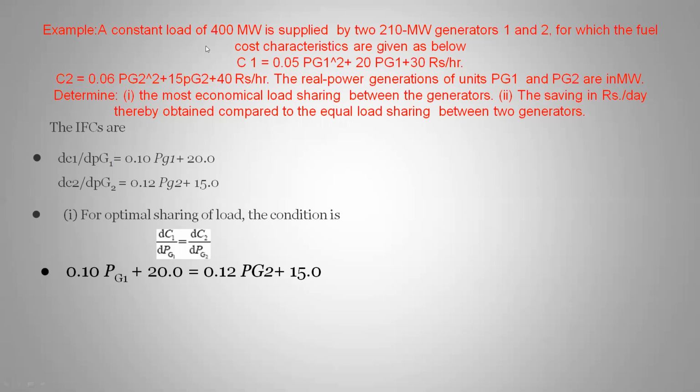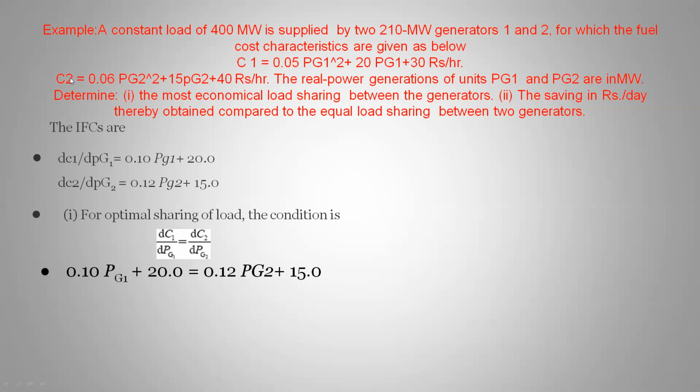A constant load of 400 megawatts is supplied by two 200 megawatt generators 1 and 2, for which the fuel cost characteristics are given as below. So two cost characteristics: C1 is equal to 0.05 Pg1 square plus 20 Pg1 plus 30 rupees per hour.